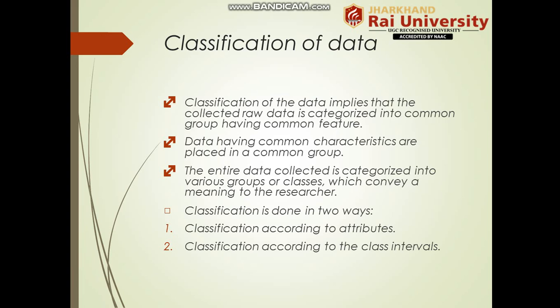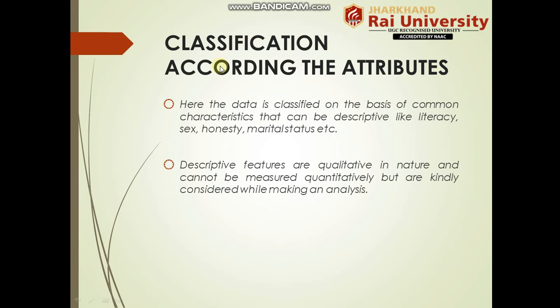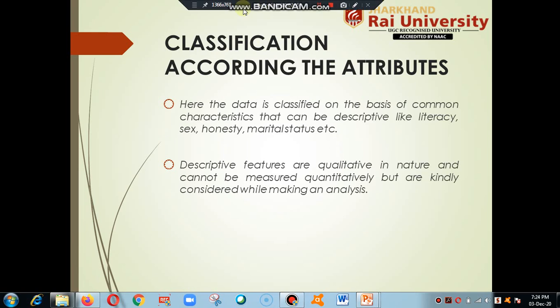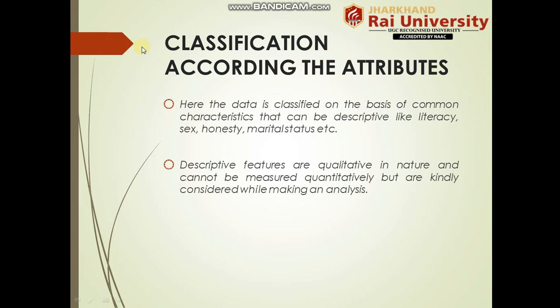So there are two ways of classification. The first one is classification according to attributes, and the second one is classification according to class intervals. So let's see both. The first one is classification according to attributes. Here the data is classified on the basis of common characteristics that can be descriptive, like literacy, sex, honesty, marital status, etc. According to all these characteristics, the attributes are determined.